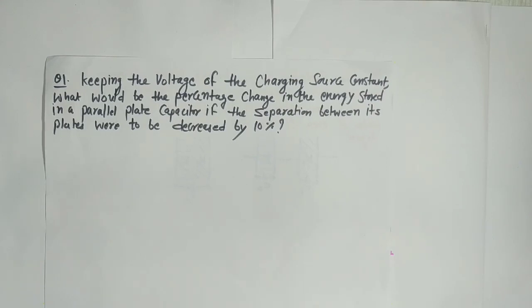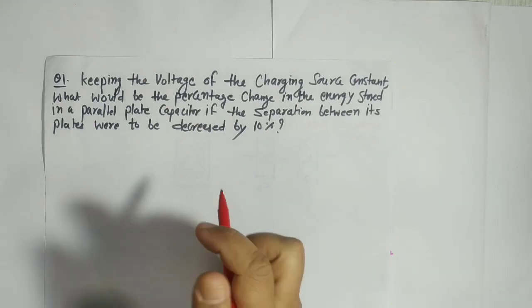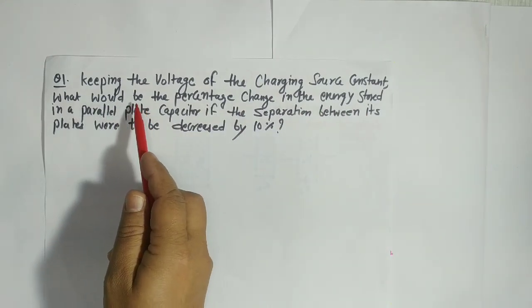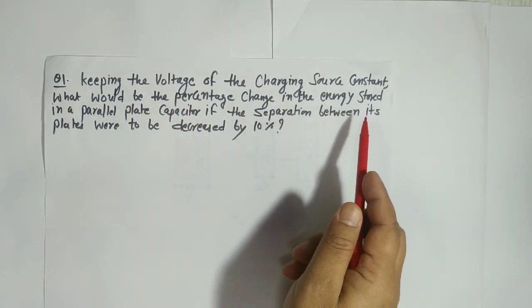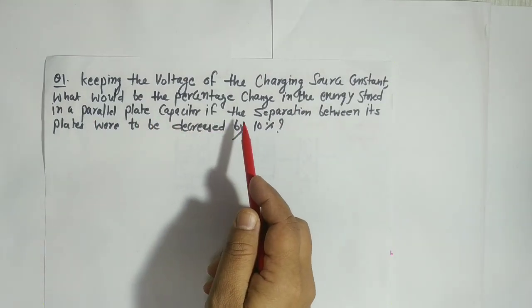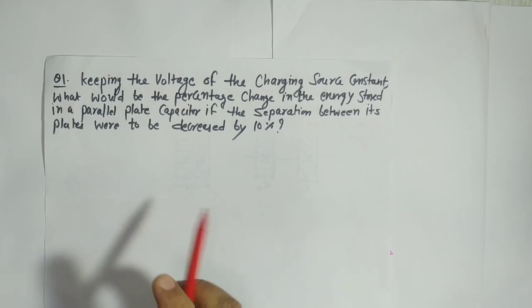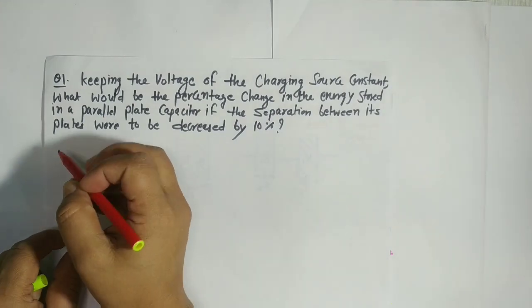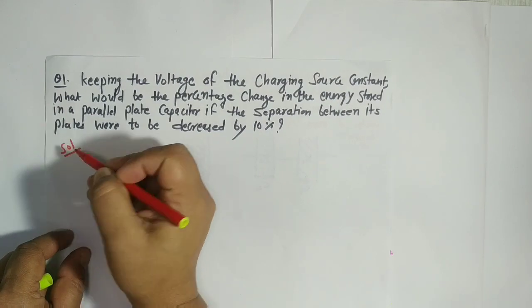In this numerical session, we are going to take some questions based on capacitors. The first question: keeping the voltage of the charging source constant, what would be the percentage change in the energy stored in a parallel plate capacitor if the separation between the plates were to be decreased by 10%? That means the separation is decreased by 10%.